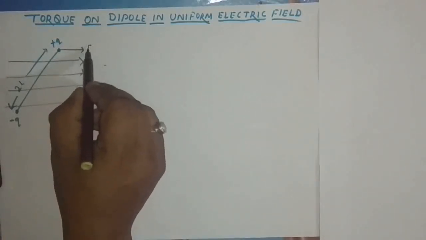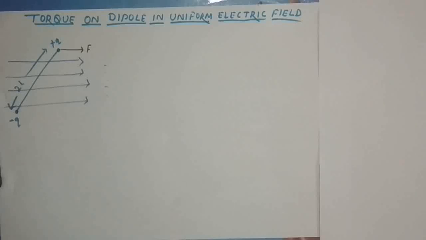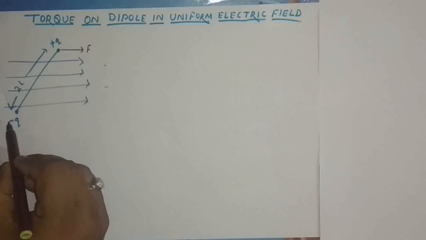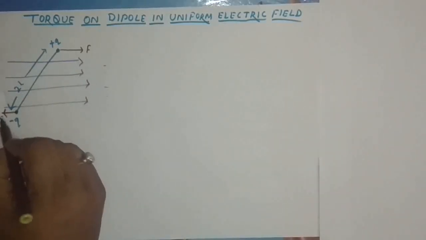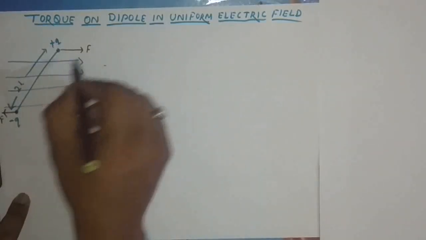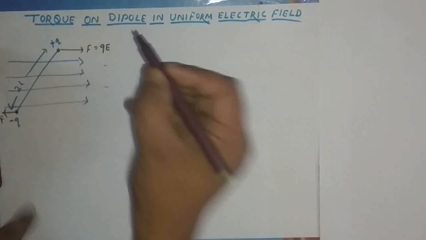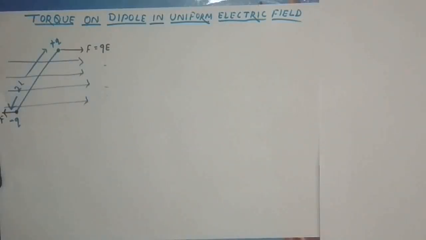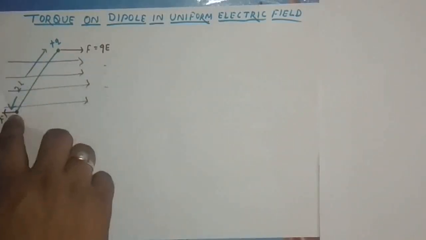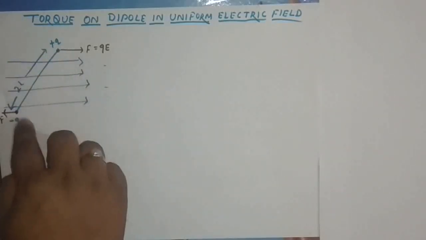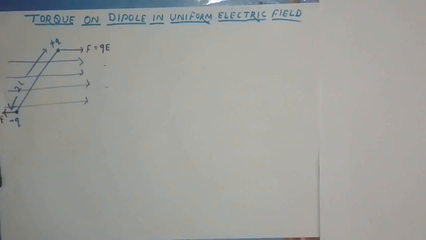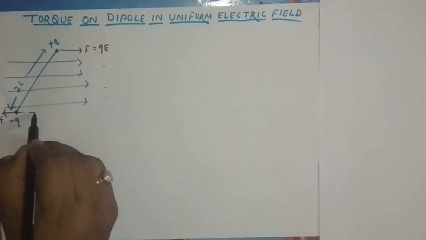Obviously the force will act on this side. Now this is minus, this side is plus, so the force is on this side. So the force on either side is equal, and this force will be equal to qE. Now two forces parallel, in opposite direction and not collinear, will constitute a torque. What is the torque? Force into perpendicular distance, or moment of force.